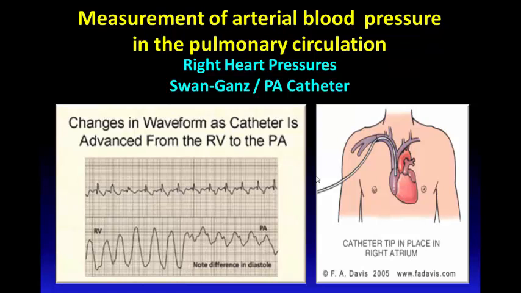So the only way to measure the pressure in the pulmonary circulation is by inserting a catheter into a vein, and the catheter can be moved to reach the right atrium and then the right ventricle and the pulmonary artery. This catheter is known as the Swan-Ganz catheter. It is named after the 2 people, Swan and Ganz, who first invented this catheter. So this is the pressure in the right ventricle with the Swan-Ganz catheter in the right ventricle, and this is the pressure in the pulmonary artery with the Swan-Ganz catheter in the pulmonary artery.